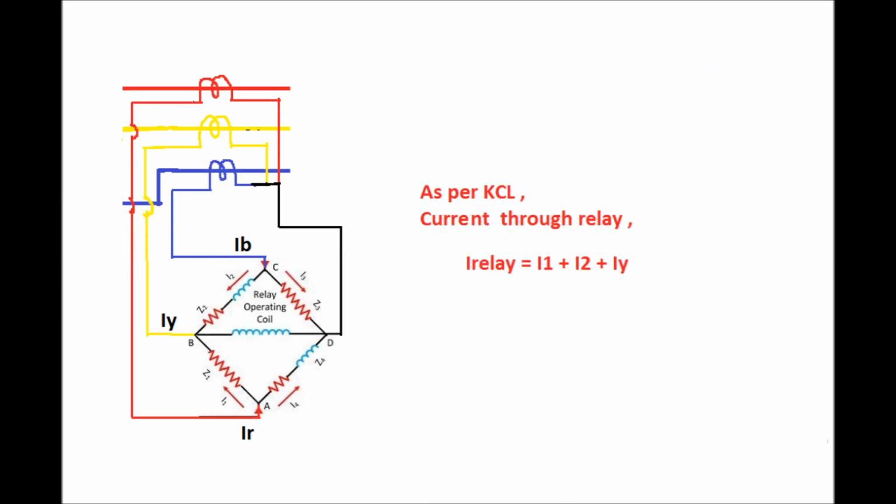So as per KCL, the current through the operating coil of the negative sequence relay, that is I relay, is equal to the sum of these components: I1 plus I2 plus the yellow phase current IY.